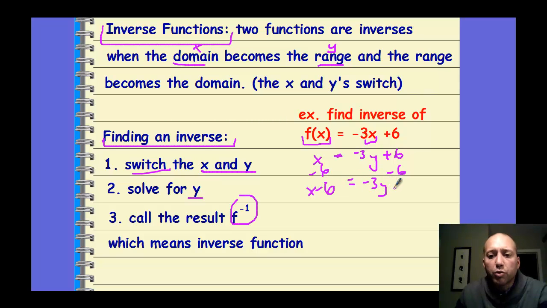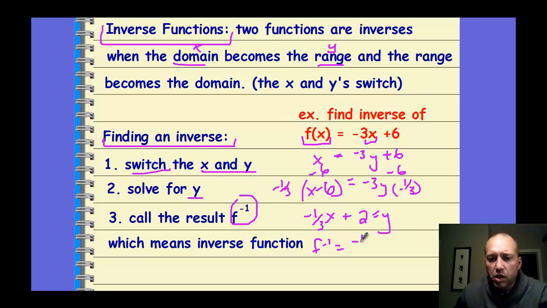Then I'm going to multiply both sides by negative 1/3, the reciprocal. So I have negative 1/3 x plus 2 equals y. And so this is the inverse function. So I could write that as f to the negative 1 equals negative 1/3 x plus 2.